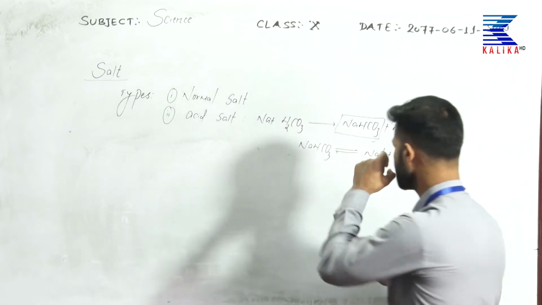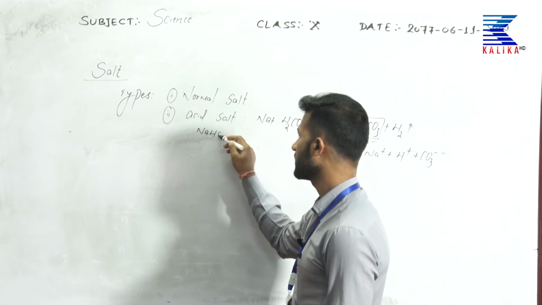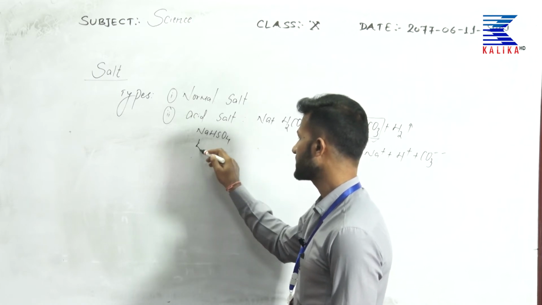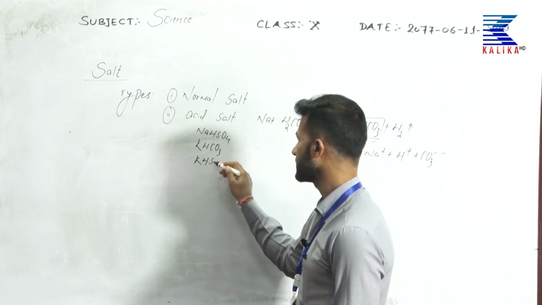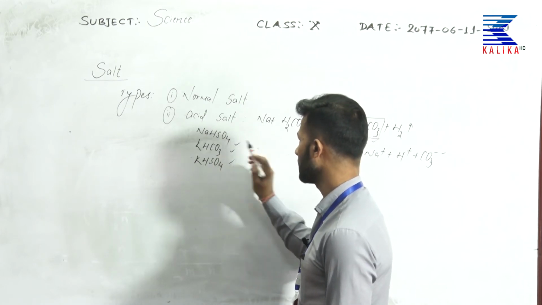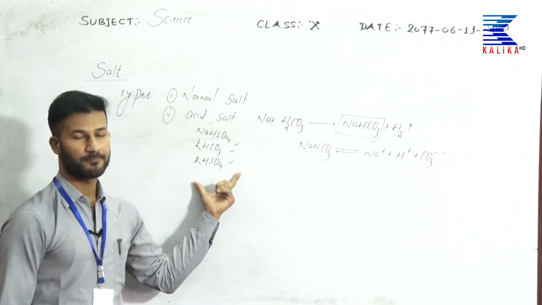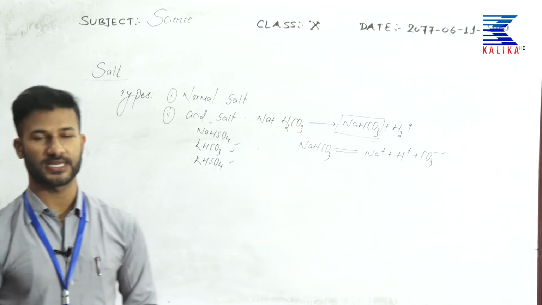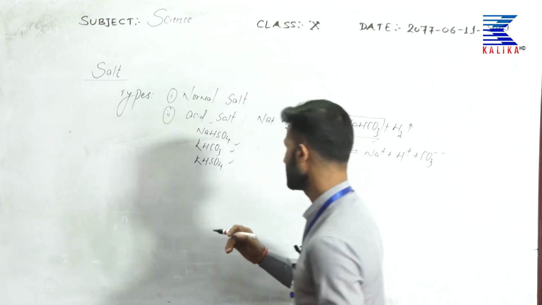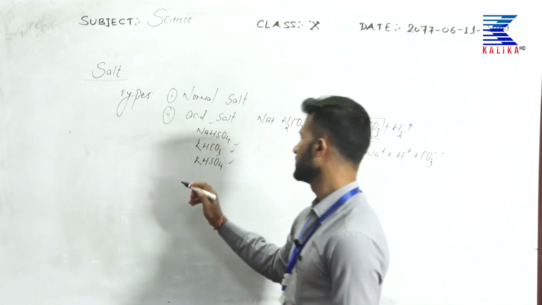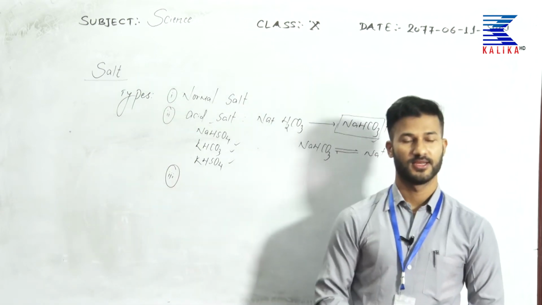Some more examples of acid salt: sodium bisulfate, potassium bicarbonate, potassium bisulfate. These are all examples of acid salt because they are all formed from partial replacement of hydrogen atom from acids. So, another type of salt, number third, base salt.